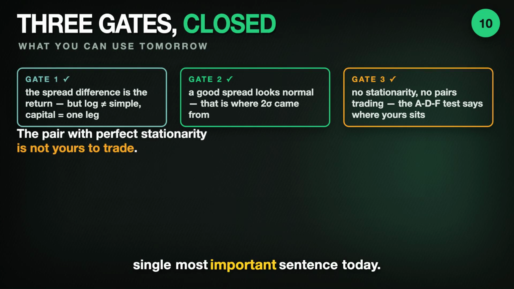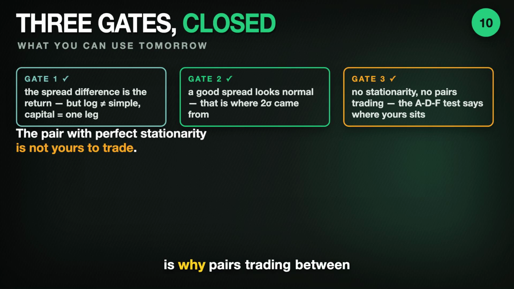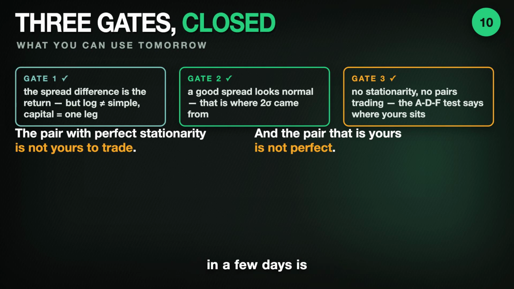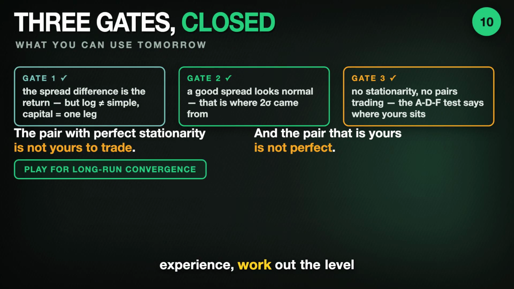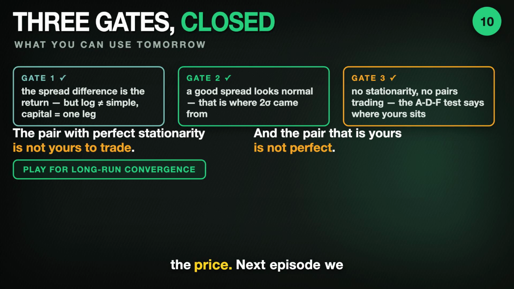And the single most important sentence today: the pair with perfect stationarity is not yours to trade, and the pair that is yours is not perfect, which is why pairs trading between individual stocks is a strategy that plays for long-run convergence. Expecting the spread to close in a few days is the wrong expectation. Waiting is part of the strategy. I will close with the original author's own advice. Through real experience, work out the level of risk and the significance level that suit you. The right answer is not 5%, and it is not 10. It is the point where you can actually pay the price.